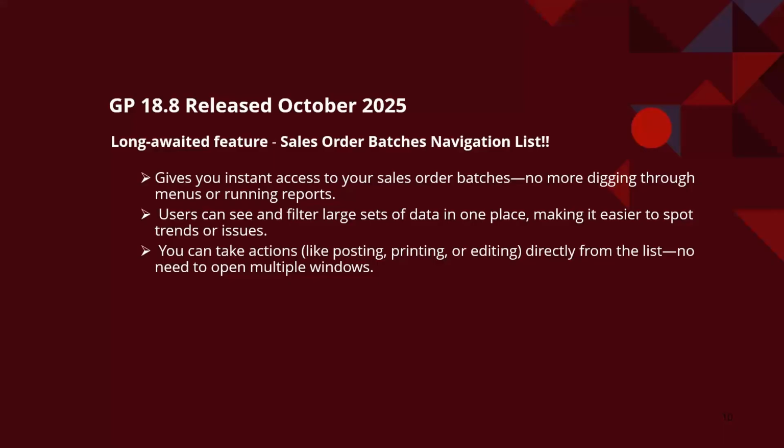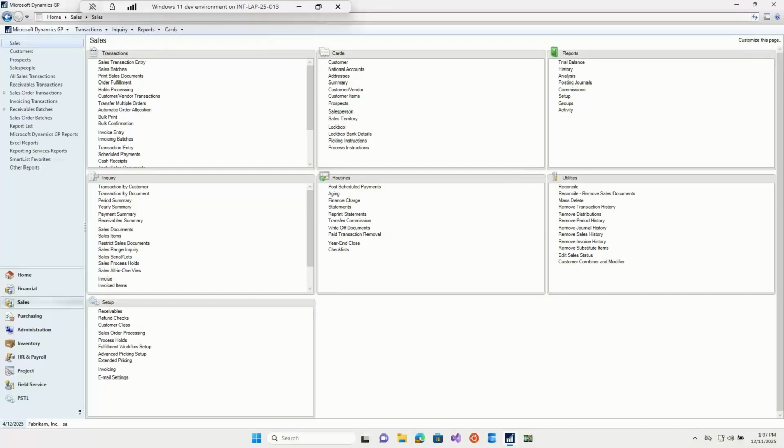So in the 18.8 release in October, there was the long-awaited feature of the sales order batches navigation list. This gives you instant access to your sales order batches. No more digging through menus or reports. Users can filter large sets of data in one place, making it easier to spot trends or issues. And you can take actions like posting or editing, printing directly from the list. And I'll show you that here because this is pretty nifty.